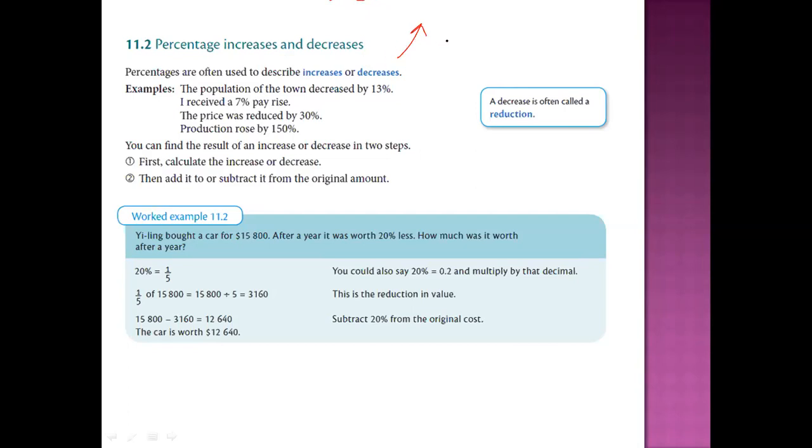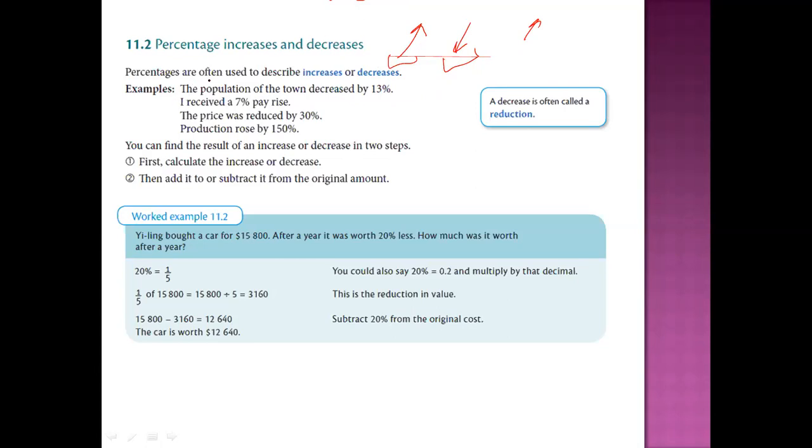Decreasing, or reduction. Decrease and reduction are the same term. So increase, as you know, is when the percentage or the value of something is increasing. How can you calculate the percentage of this value? Or if it's decreasing, how can you calculate? In this lesson, we will learn these two terms.